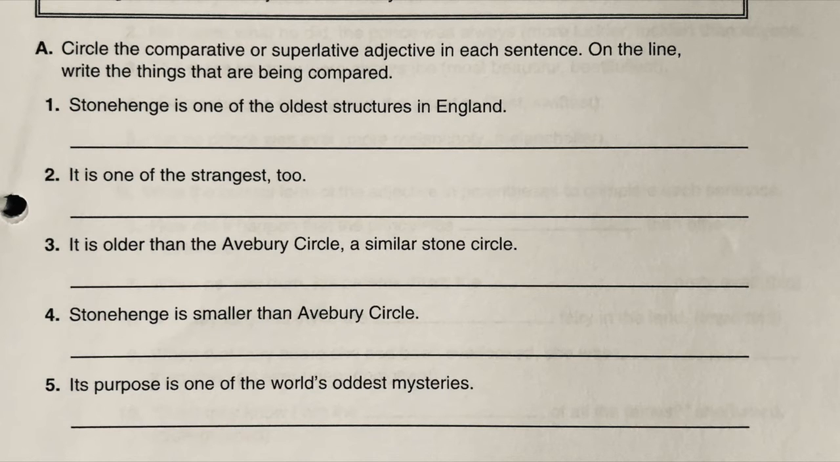On the line now, we're going to write what things in the sentence are being compared. Stonehenge is one of the oldest structures in England. So what are we comparing? We are comparing Stonehenge, and we all know what Stonehenge is from assembly, right? We're comparing Stonehenge to all of the other structures in England, which there are more than 2 structures in England, right? Of course. So on your line, you would write Stonehenge and the structures in England.